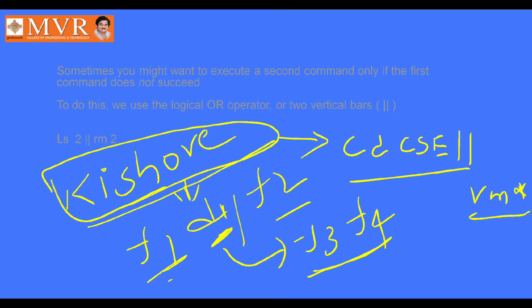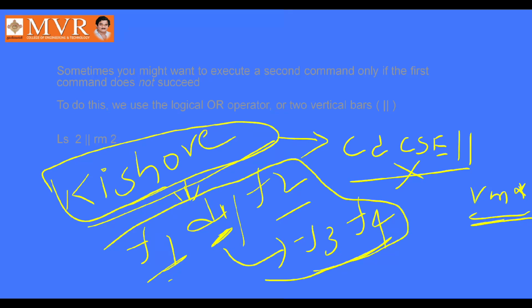Now, I am writing cd csc here, but I don't have any csc directory under the Kishore folder. So this command will not be executed. Then rm star is executed. What is the use of rm star? It removes all the files. That means it removes all the files of Kishore, that is f1, d1, f2 will be removed. Before removing d1 it will ask whether to remove f3 and f4, but f1 and f2 will be removed for sure. That you need to understand.